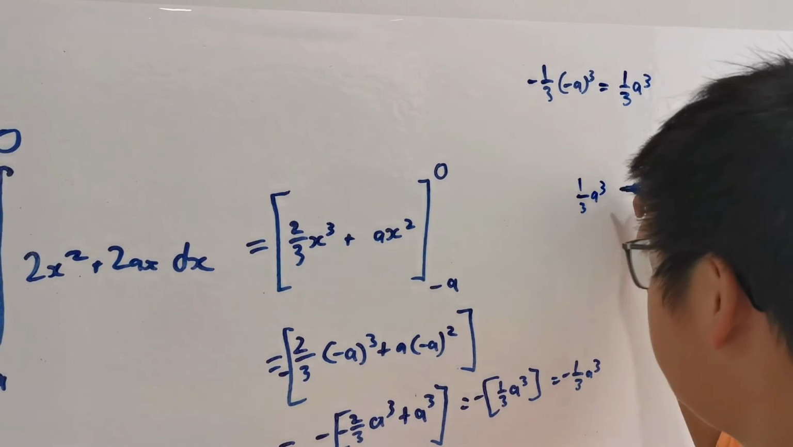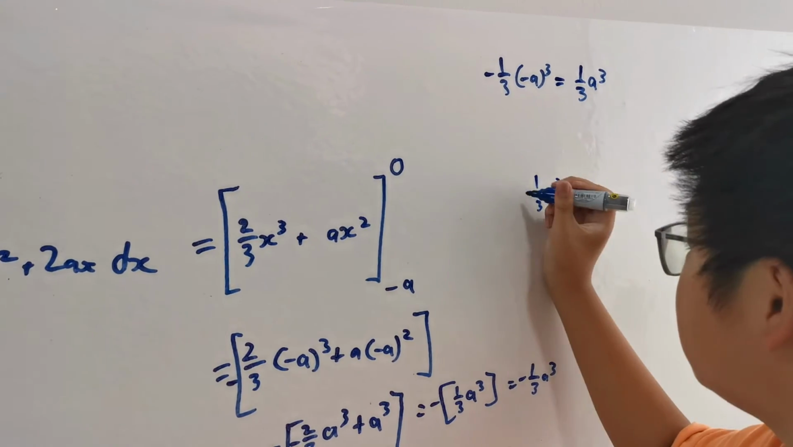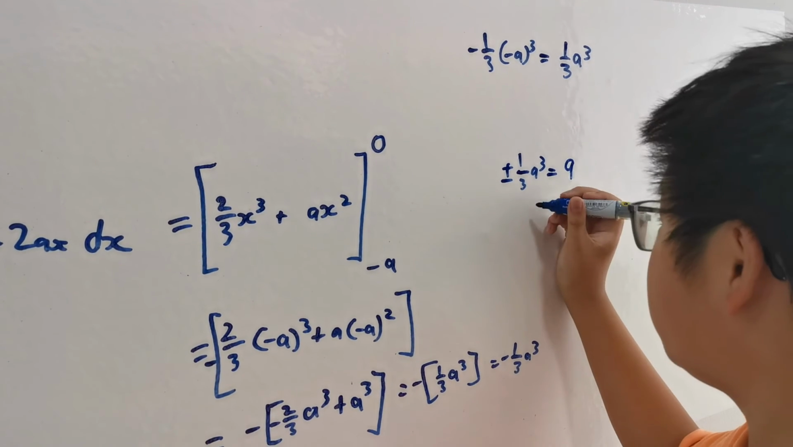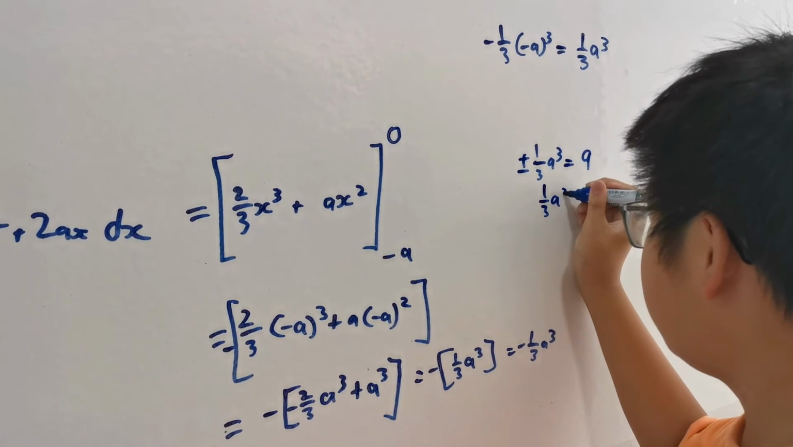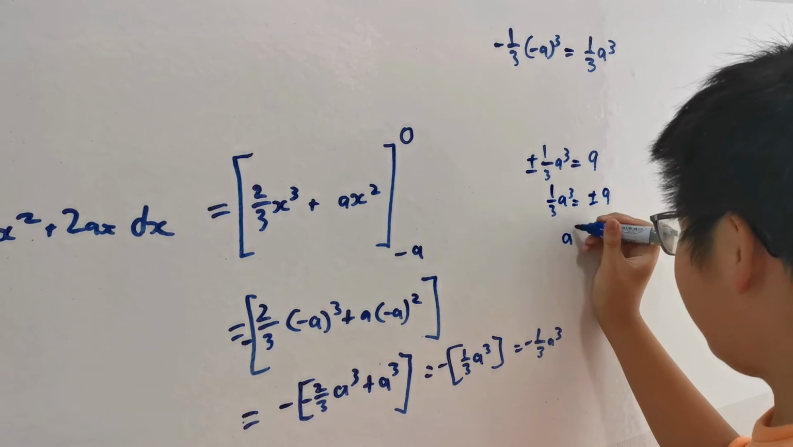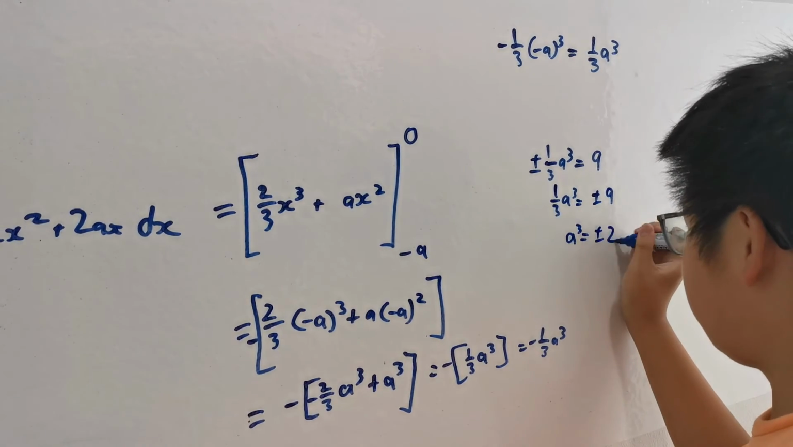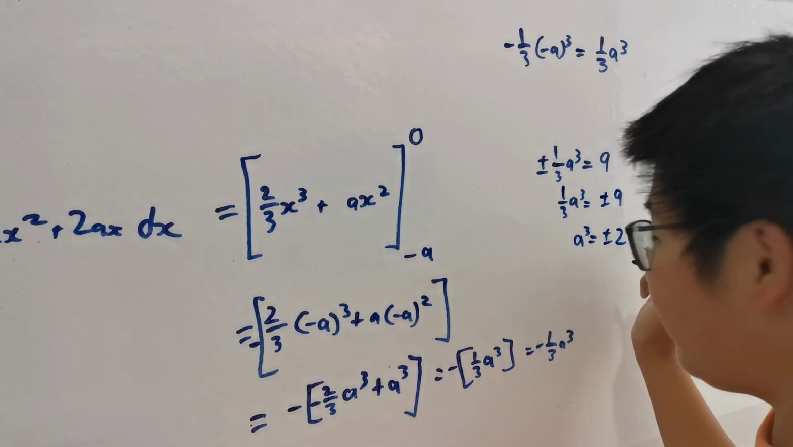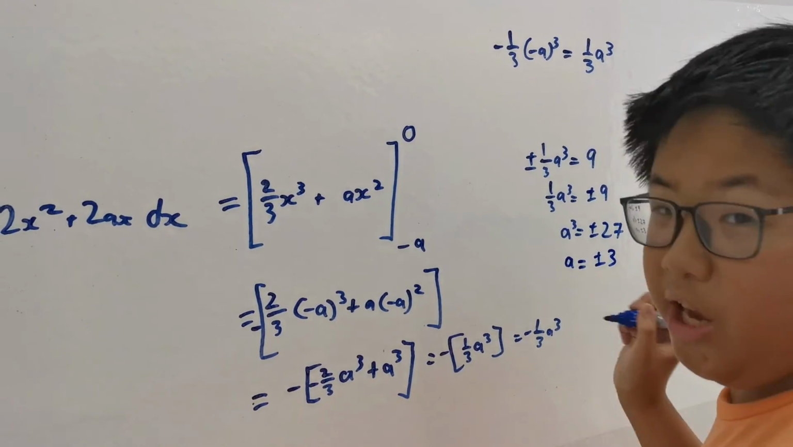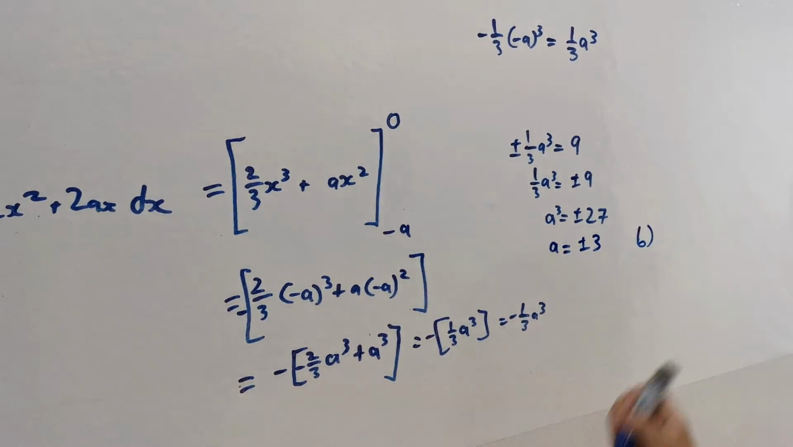1/3 a cubed equals 9. We put this plus minus sign here to show us that both cases are possible. 1/3 a cubed equals plus or minus 9. A cubed equals plus or minus 27. And if you know about cube roots, a equals plus or minus 3, which is option B.